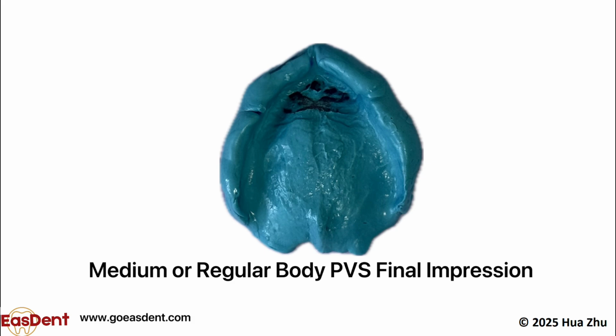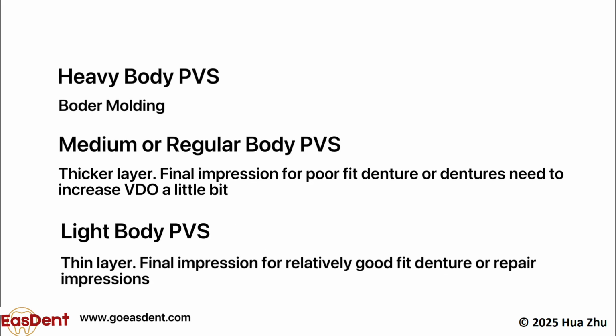If the overall fit is poor, consider using medium body PVS impression material for the final impression. Medium body material helps fill a bigger gap between the denture and supporting tissue. Light body PVS is better for thin layer of impression or for patching small area.